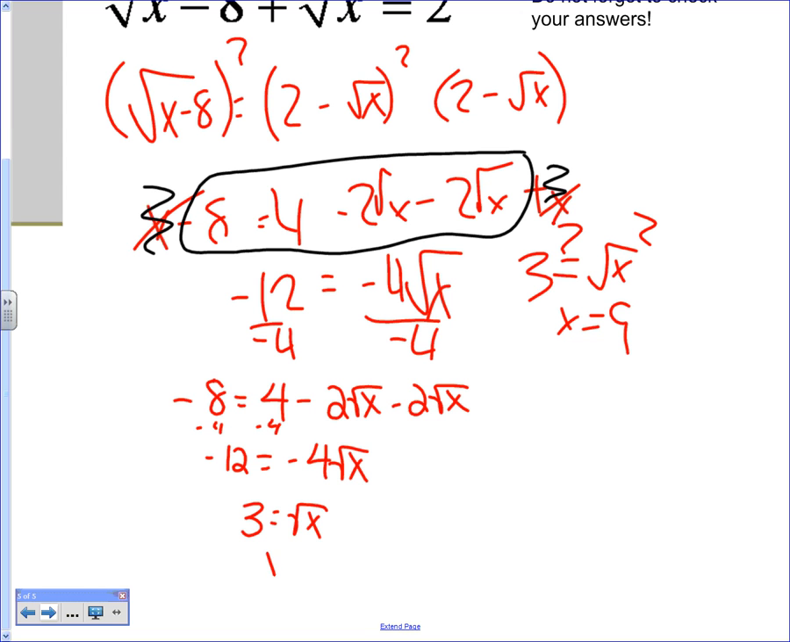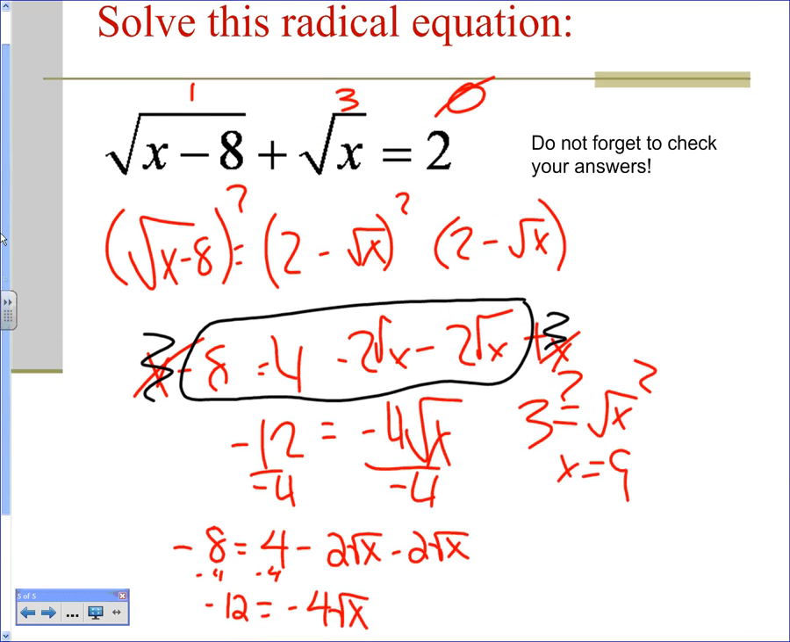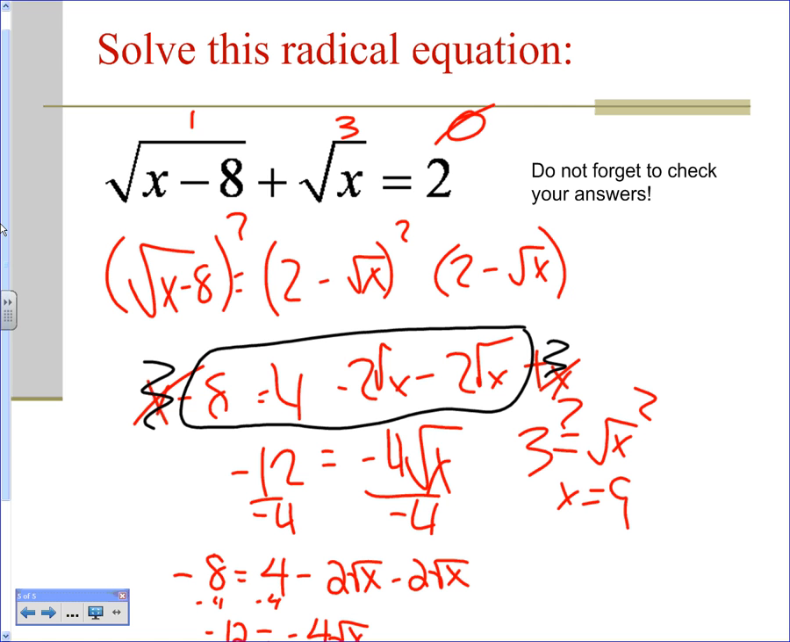So x would be what? Yeah, so you get 9. So 9 minus 8 is 1. Square root of 1 is 1. Square root of 9 is 3. Is 1 plus 3 equal to 2? So that's where this came from.